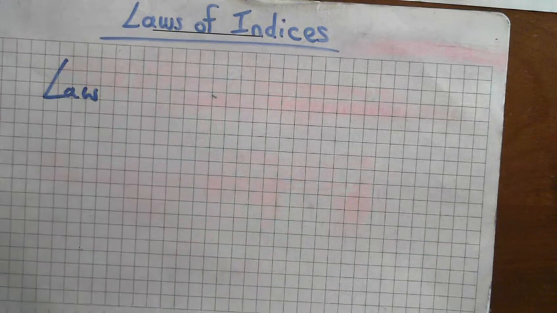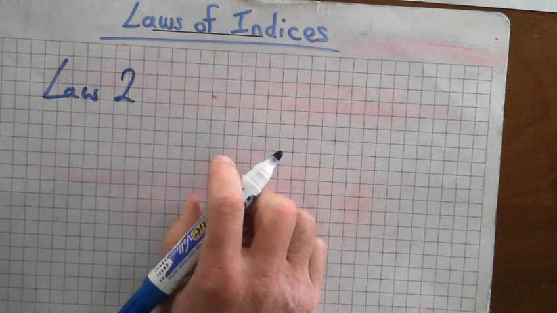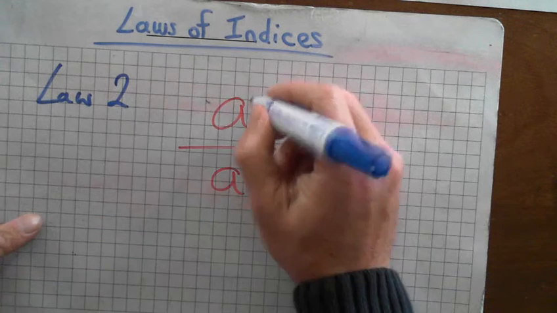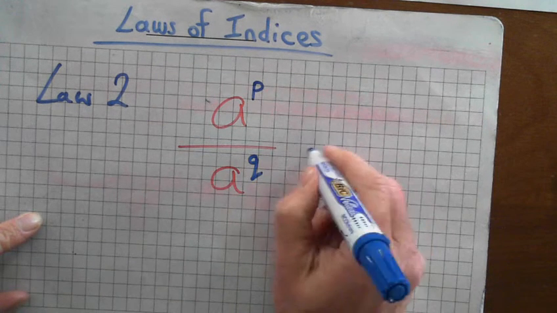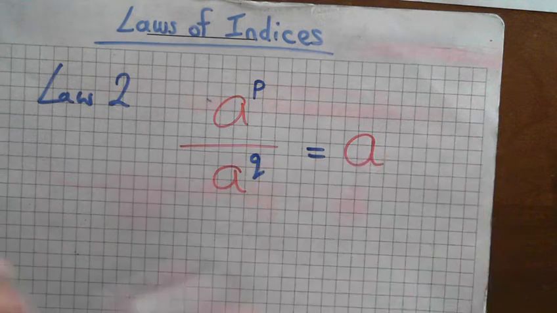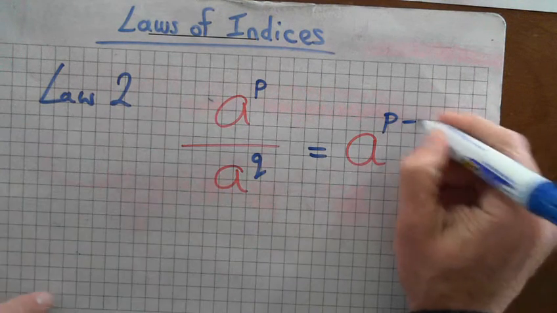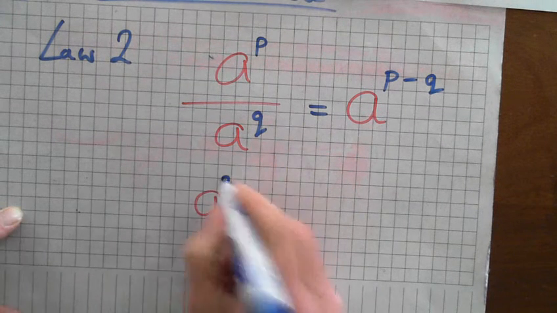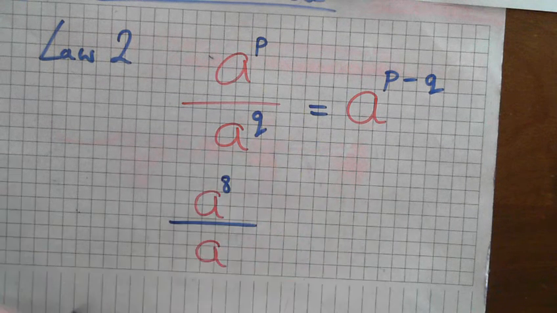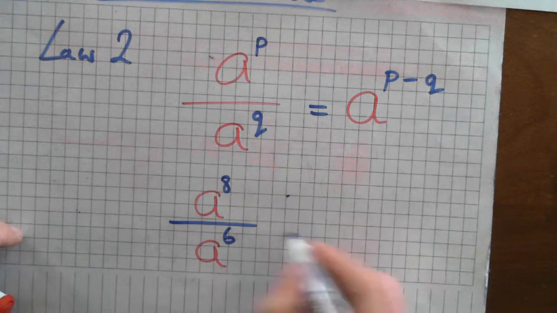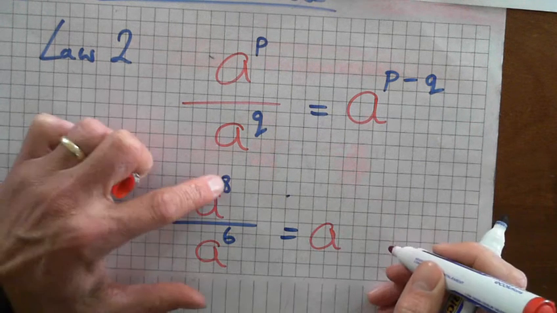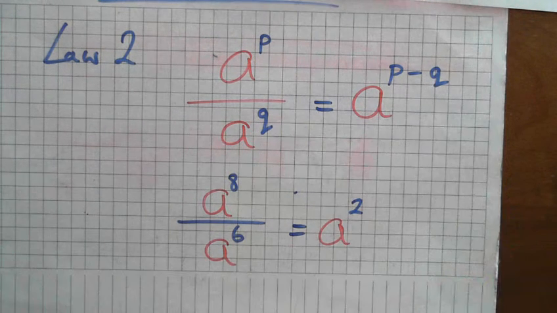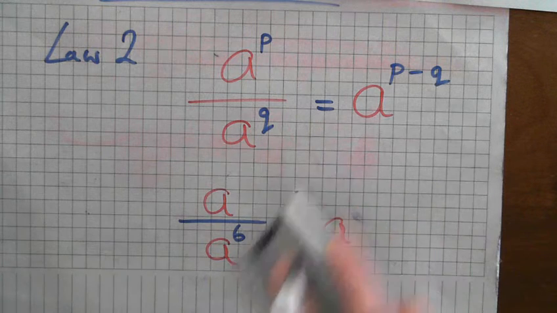Law number 2 is the division law that you know. So it's p minus q. The example there is 8 to the power of 8 divided by 8 to the power of 6. This one, subtract this one. 8 to the power of 2. Isn't it, Michael? Right, what have I changed? The power.